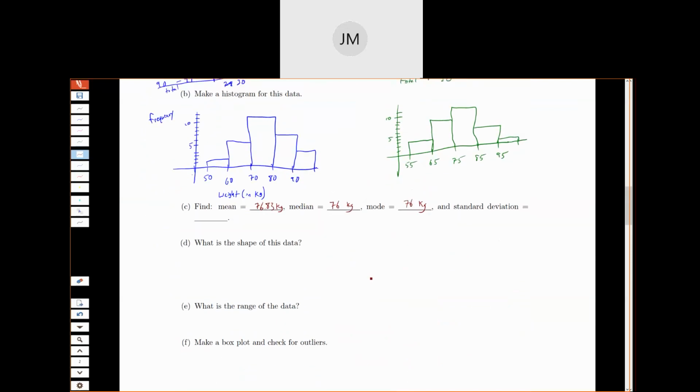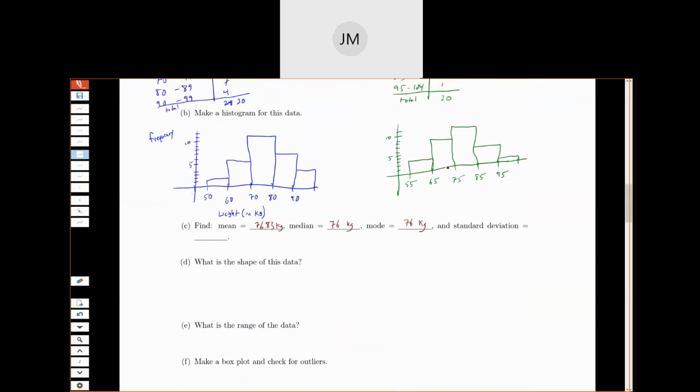All right, what is the shape of this data? Now, it's not perfectly symmetric, and which side it's lopsided towards depends on how I picked my starting value. But both of these have roughly that bell-shaped symmetric shape to them. Okay, so I'm going to say that this is bell-shaped.